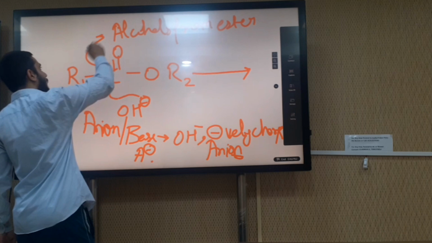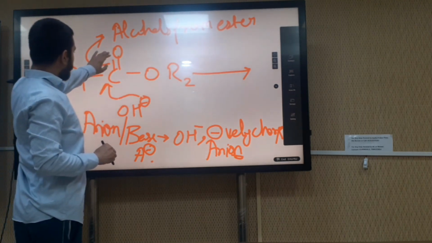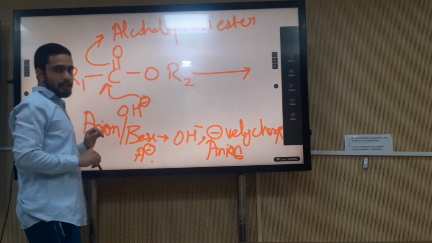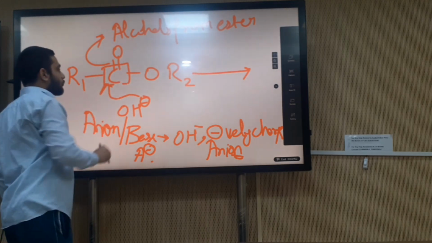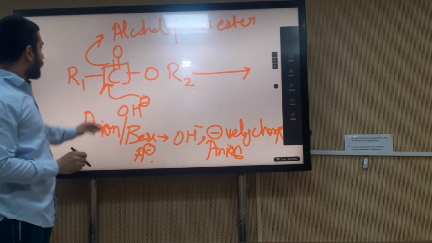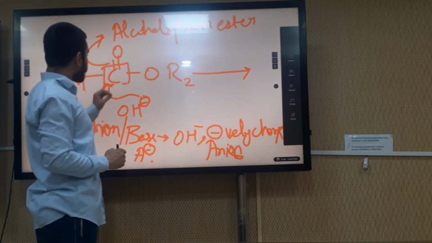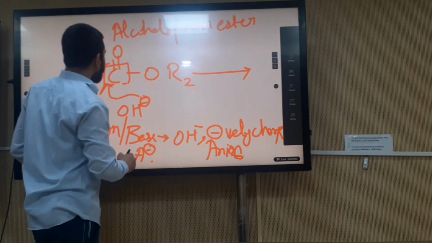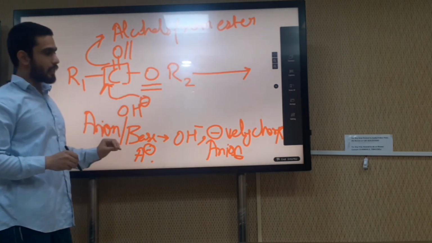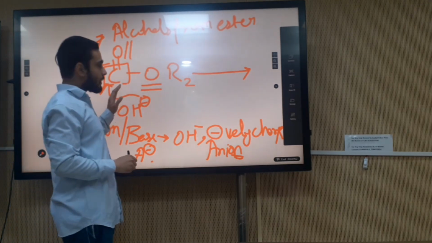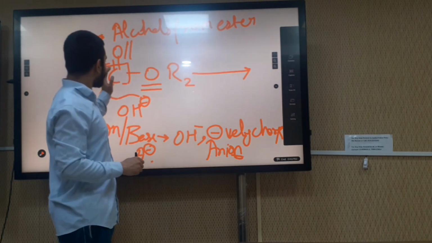So this bond will be broken. This OH minus will attack here. And why will this OH minus attack only at this carbon atom? What is the reason? The reason is that this carbon atom is the most positively charged carbon atom. How is this carbon most positively charged? Because it is connected to these two atoms which are electronegative in nature, and these electronegative atoms take the electron density from this carbon atom.